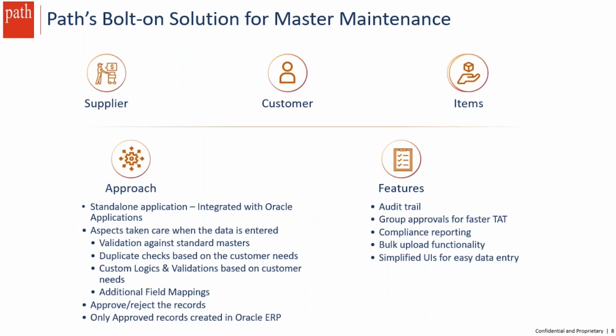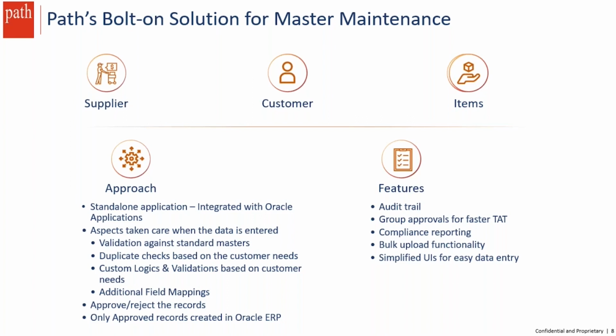Here we talk about Path's bolt-on solution for master maintenance. We are talking about three masters at this stage, and this is growing as we speak: supplier, customer, and items. The approach we take is a standalone application where we have all the master data that comes from the other system, maybe Oracle EBS or Fusion. It comes there, and it's tightly integrated with Oracle applications.